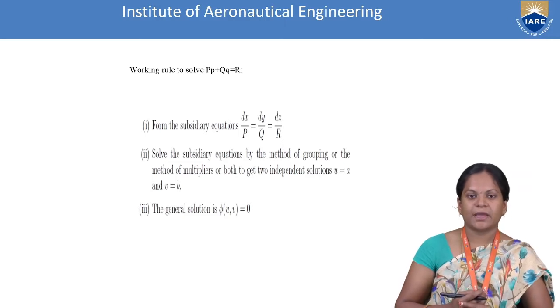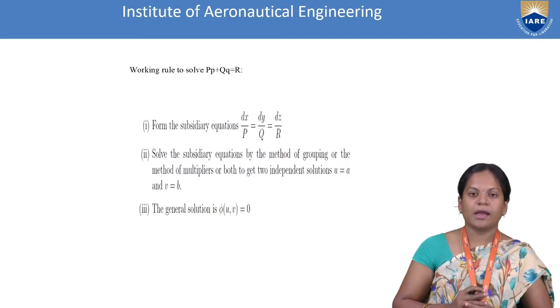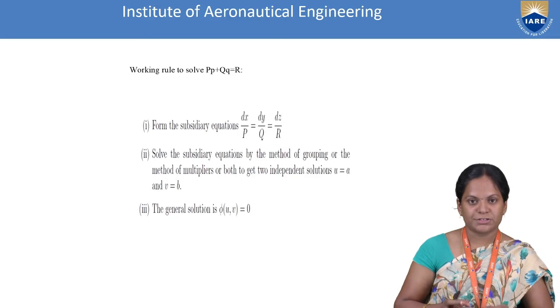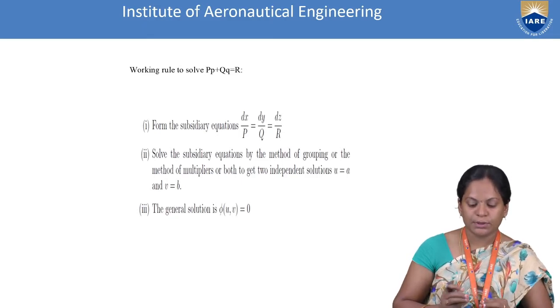What is the second step? Solve the subsidiary equations by the method of grouping or by the method of multipliers, or sometimes both, to get the independent solutions, that is u equal to a and v equal to b. Our intention is to take two solutions, a and b. A is nothing but u and b is nothing but v. The general solution is phi of u comma v equal to 0. u is the first solution and v is the second solution.